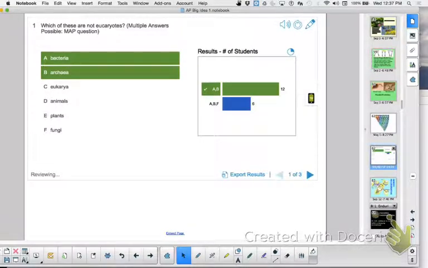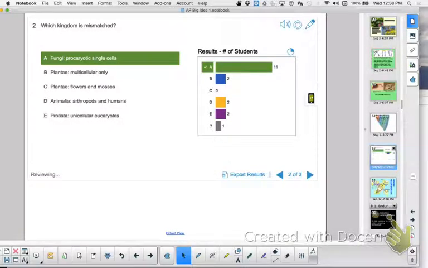Okay, which of these are not eukaryotes? So what did you mark? Bacteria and Archaea? That's true. Eukarya is a eukaryote. Animals, plants, and fungi, those are all kingdoms within Eukarya. Okay, so 6 of you struggled. You put A, B, and F. F is a kingdom underneath Eukarya, fungi. Which kingdom is mislabeled? Fungi, prokaryotic, single cells, because fungi are eukaryotes, not prokaryotes. Plantae are multicellular. Animalia do include arthropods and humans, and Protista are unicellular eukaryotes. So you might want to review just those kingdoms, just to have a good overview.